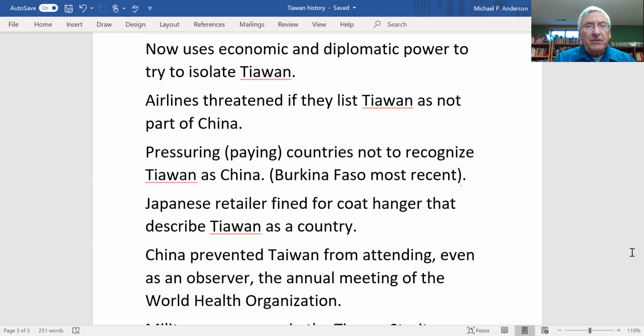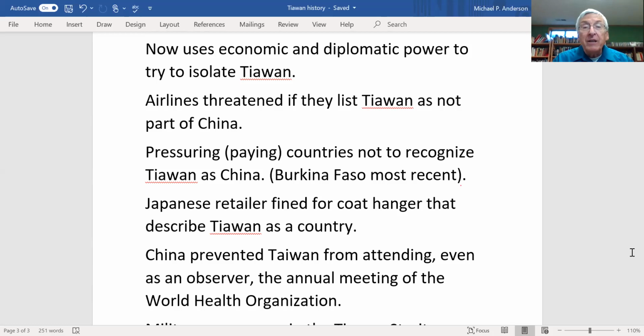Stupid, silly little things. A Japanese retailer that was importing things into China was fined because one of their coat hangers had a little picture of Taiwan as a country, just on the hangers. You know, something they didn't even think about, but they got fined for it.